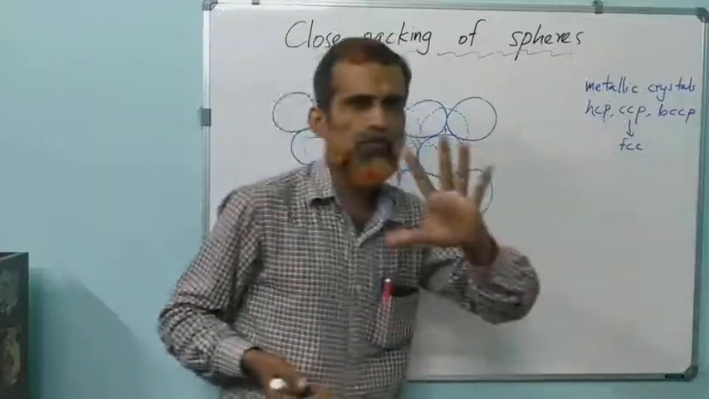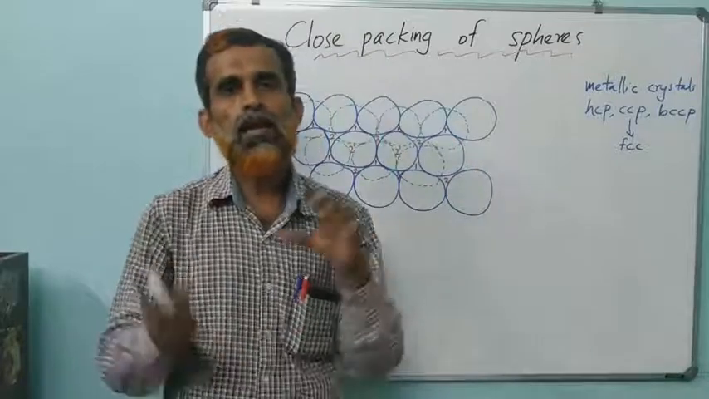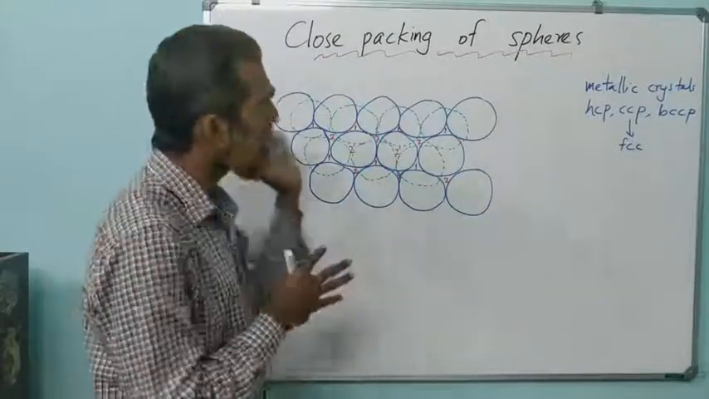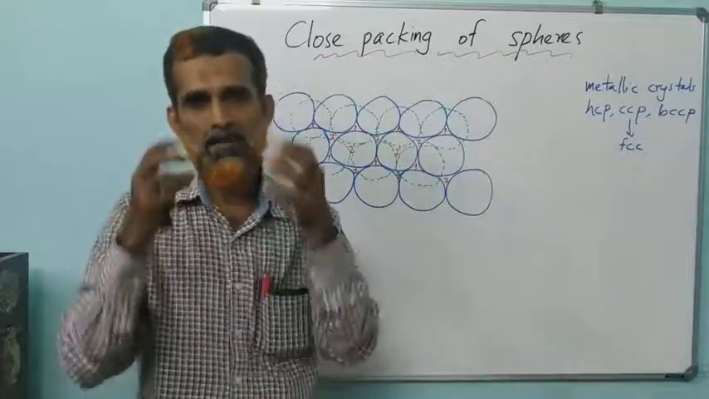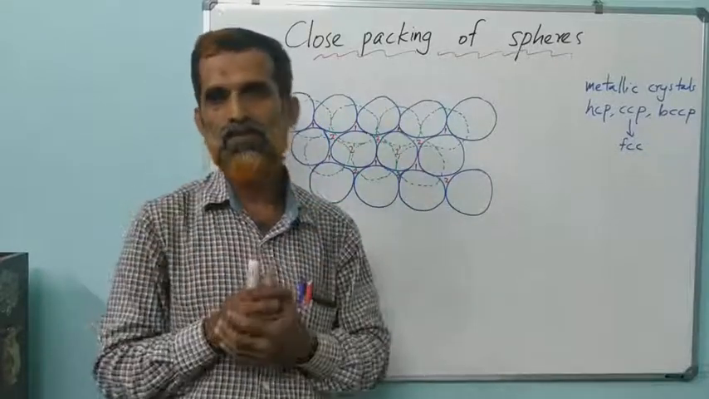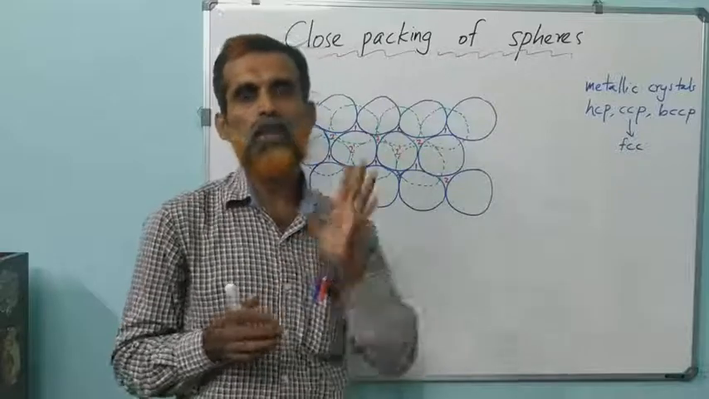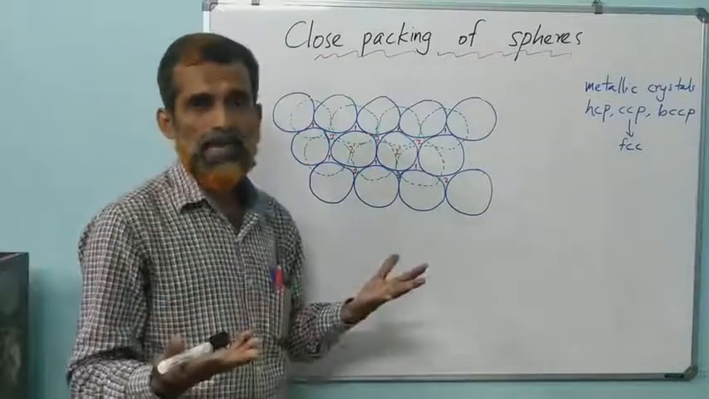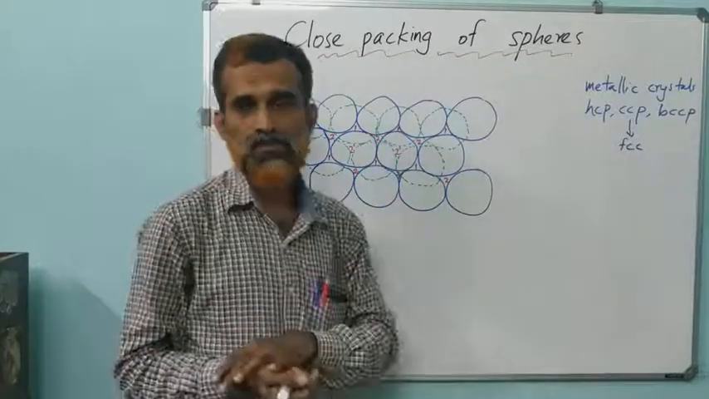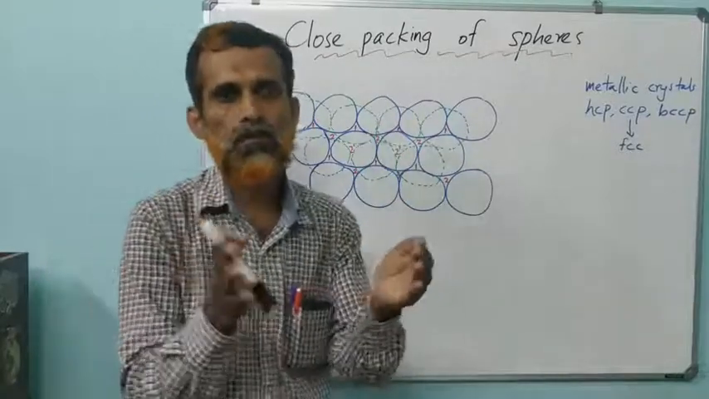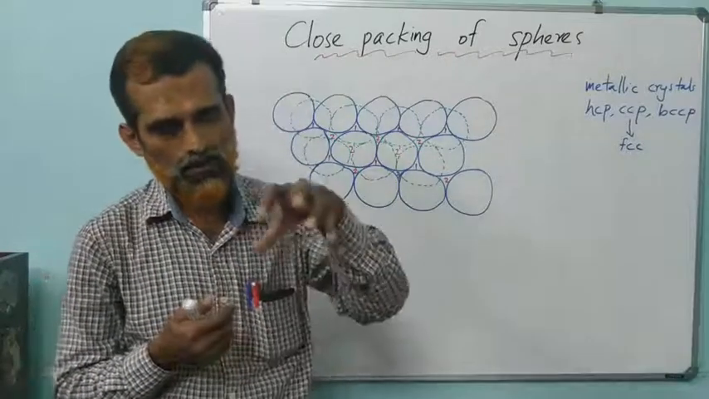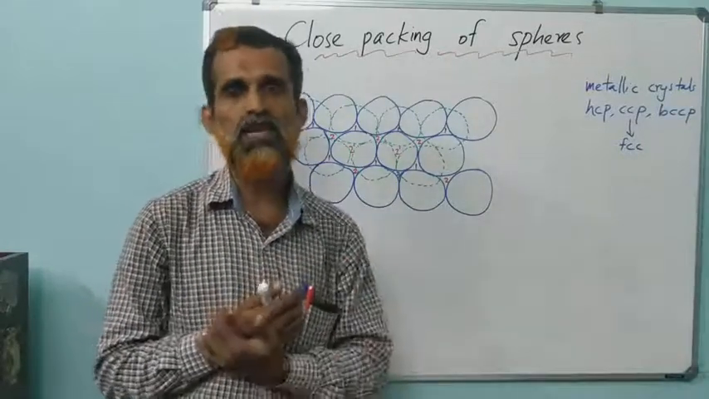What is the speciality of a metallic crystal? They contain only one type of particle. That means all spheres are identical, having the same size. Only one type of particle is there. So let us arrange these spheres in the maximum close manner, most closely, most efficiently.